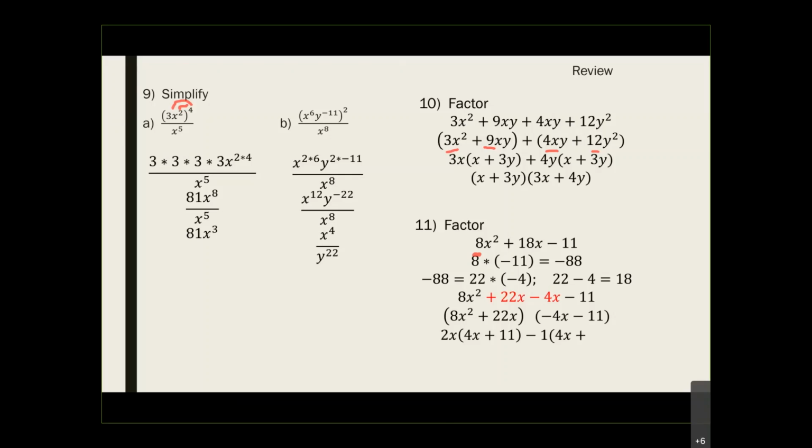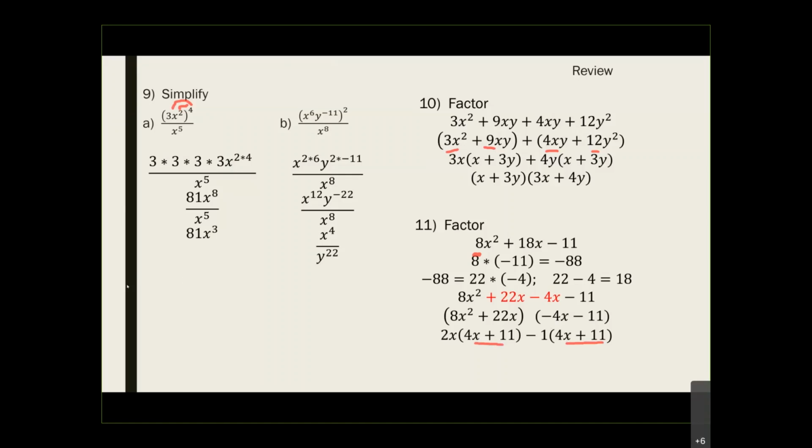x, right? And in the second group, we cannot take out anything, but even though we cannot take out anything, we can take out a -1 because I need a 4 to become a positive and an 11 to become a positive, which is again, a negative times a negative is a positive. A reminder that the thing in your parentheses, the 4x plus 11, they have to be exactly the same.